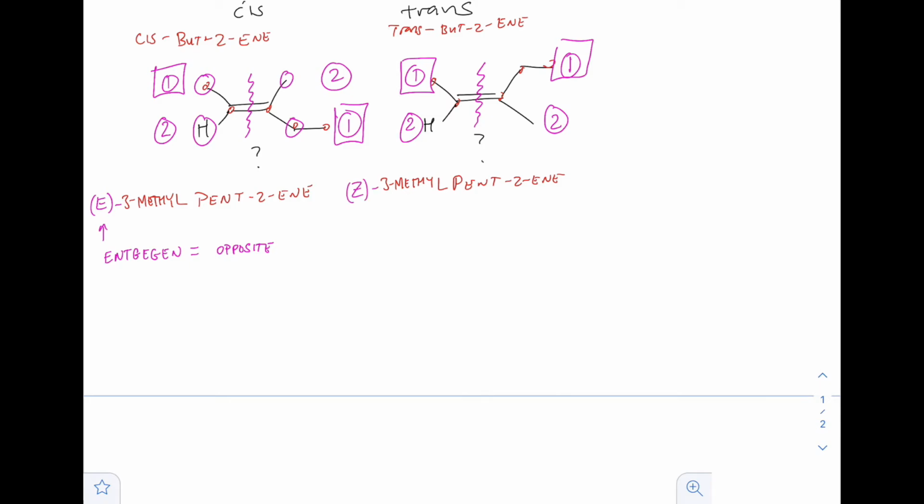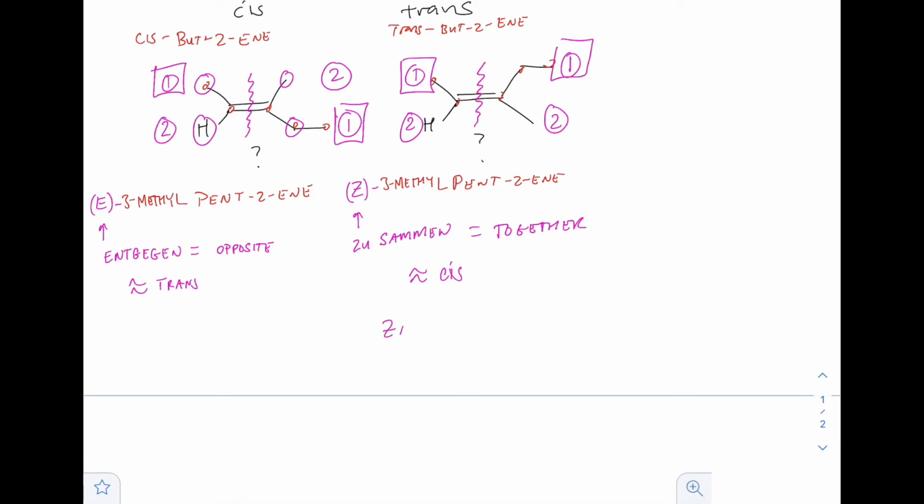And then Z is this compound on the right, because the 1s are on the same side of that pi bond, like the north side, if you will, the upper side. And that stands for zusammen, and that means together, also in German, right? And so, like I said before, this is kind of like a trans and kind of like a cis, right?